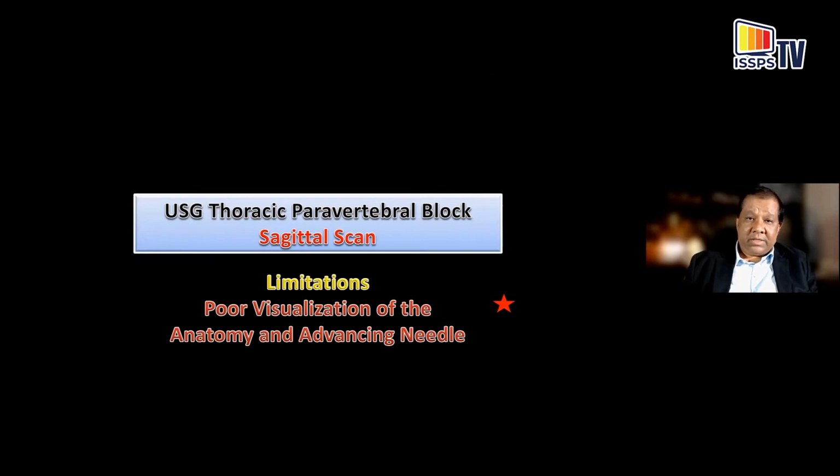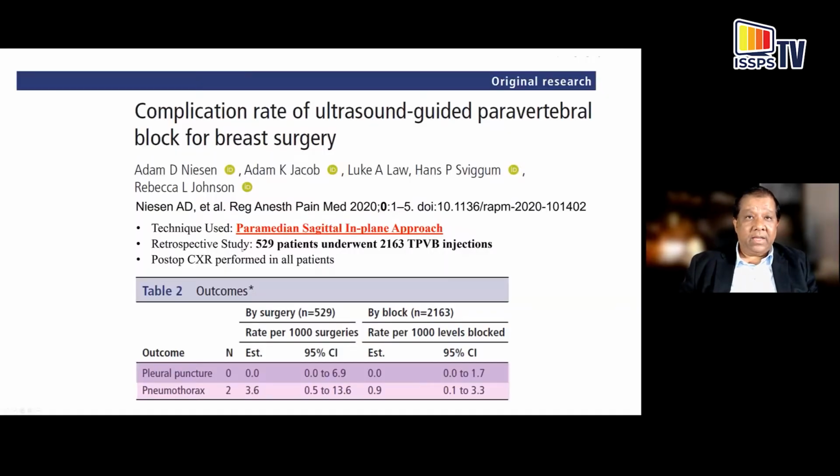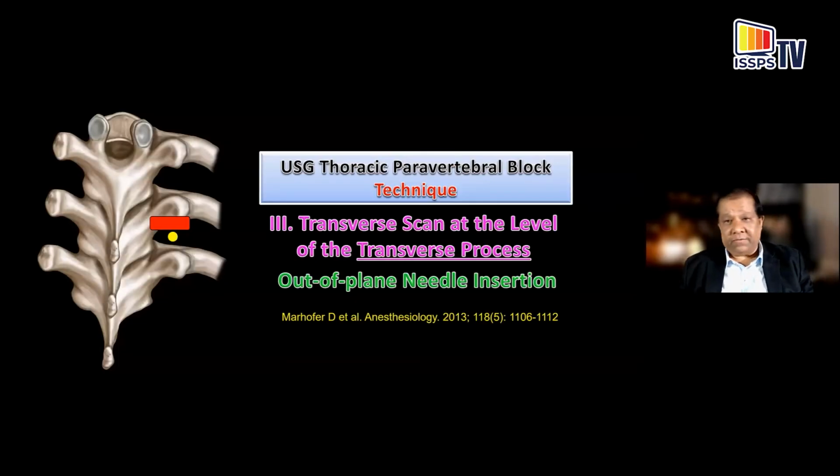So the limitation of this is poor visualization of the pleura, the anatomy, and the advancing needle. But again, having said that, if you are a proponent of this technique and you're familiar with it, then you have a very low incidence of pleural puncture and pneumothorax, as reported in this publication in Regional Anesthesia, which reported more than 2,000 paravertebral blocks using this, where they used chest x-rays postoperatively to document any pneumothorax. They only had 2 in these 2,163 blocks. So it's quite a safe technique.